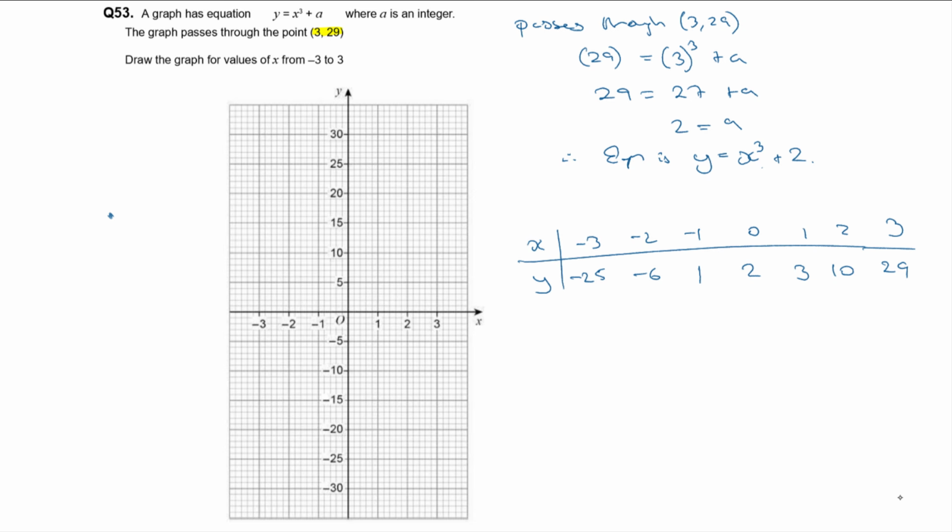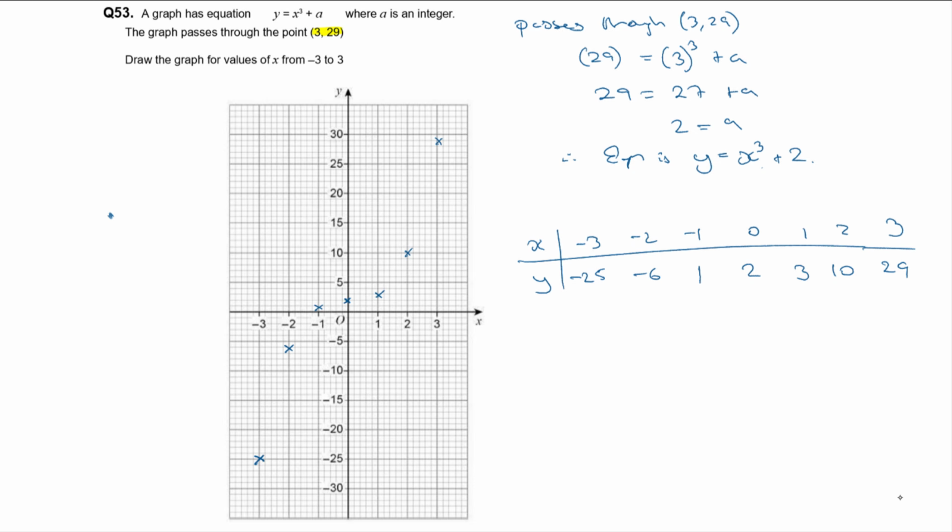So now I just need to plonk them down on the graph then, don't I? So I've got -3, -25 down here, and then -2, -6, it's going to be here, -1, 1, there, 0, 2, and then 1 goes with 3, and then 2 goes with 10, and then 3 goes with 29, like that.